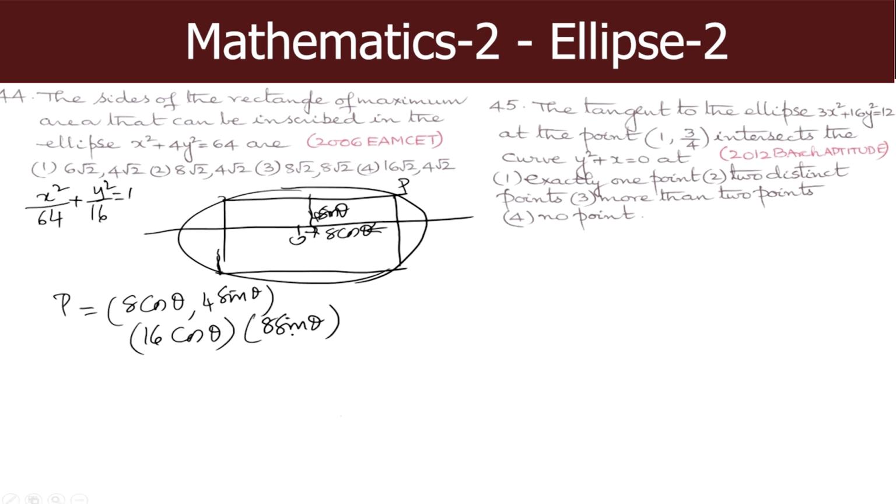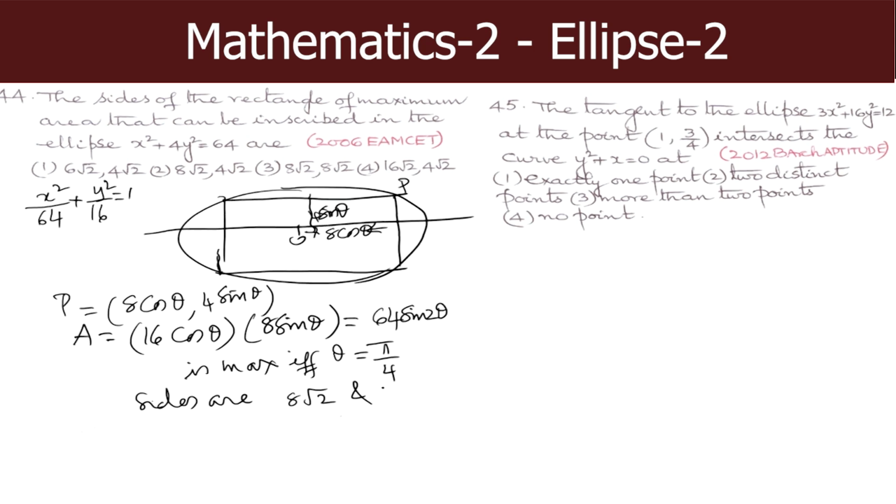So, area is equal to 64 sin 2 theta, which is maximum if and only if theta equal to pi by 4. We took P in the first quadrant, so theta lies between 0 and pi by 2, theta equal to pi by 4. So, what are the sides? 16 cos theta, which is 8 root 2, and 8 sin theta, 4 root 2. So, these are the sides of the rectangle of maximum area that can be inscribed in the given ellipse, 8 root 2 and 4 root 2, which is the second option.